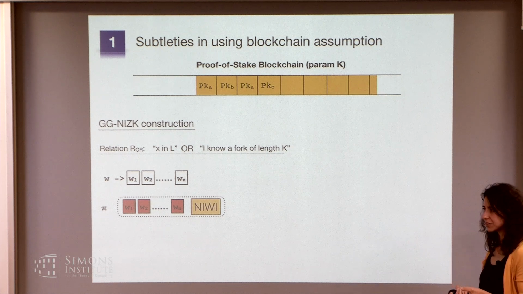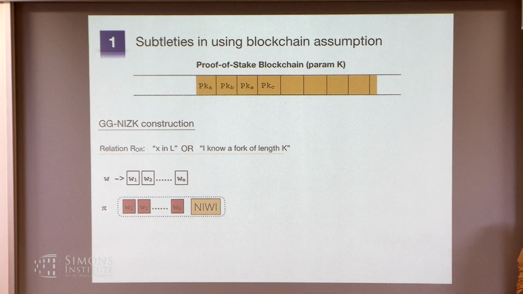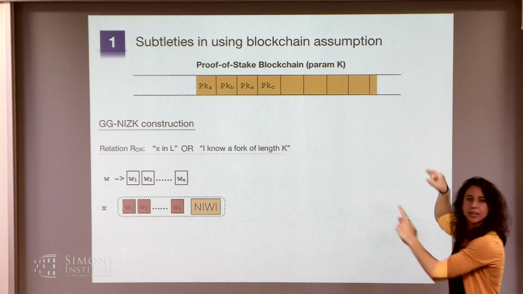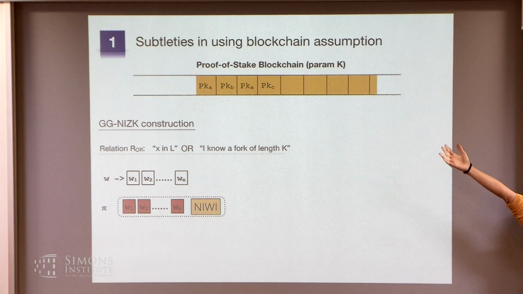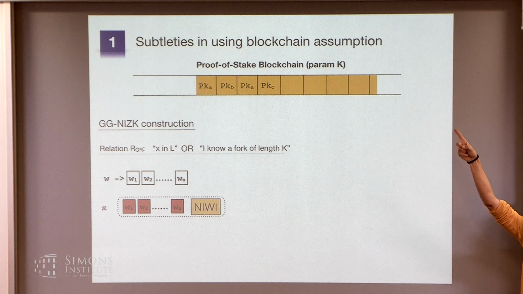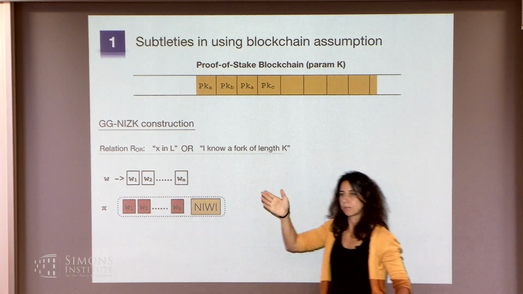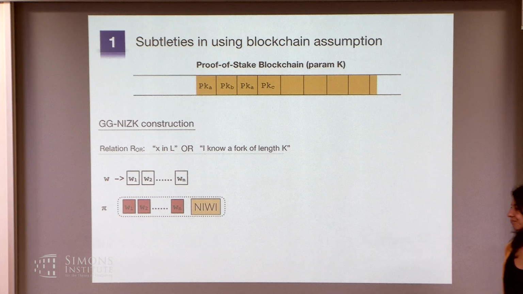Which key am I going to use? I'm going to use the keys of the stakeholders. Which stakeholders? Again, it depends on which piece of the blockchain I'm looking at. So I'm going to take a big chunk of the blockchain, and I'm going to see what keys are used in these blocks, and I'm going to use those keys to encrypt each piece. So each piece is encrypted with a different key.